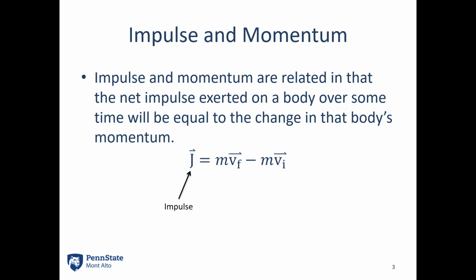So J is our impulse. And we're going to talk a little bit more about what an impulse is. And then mass times velocity is our momentum. So final momentum is going to be mass times final velocity. Initial momentum is mass times initial velocity.